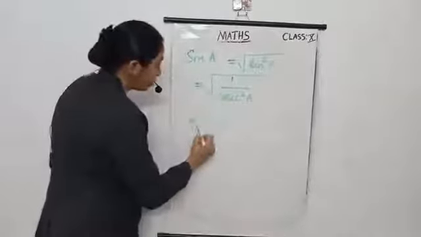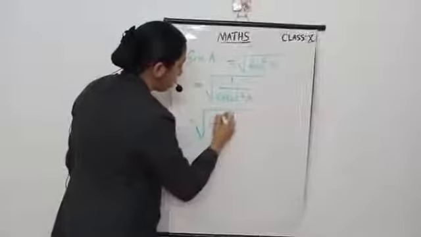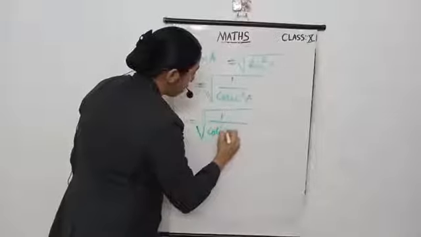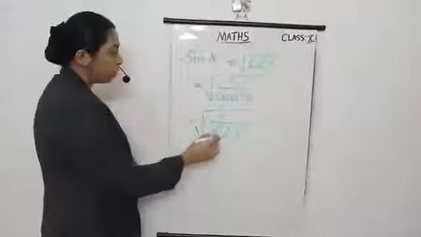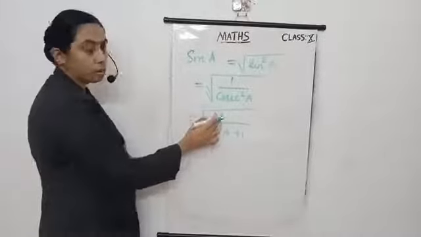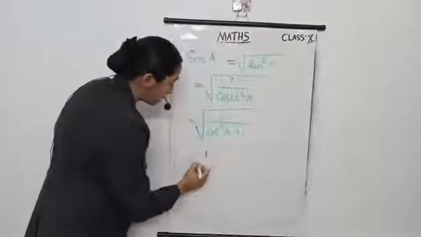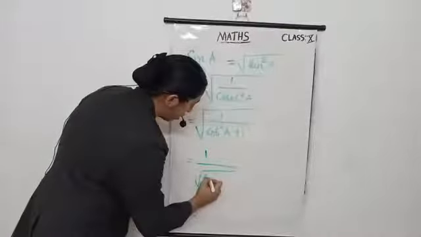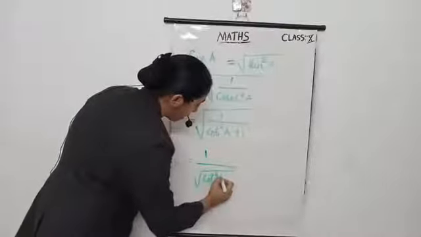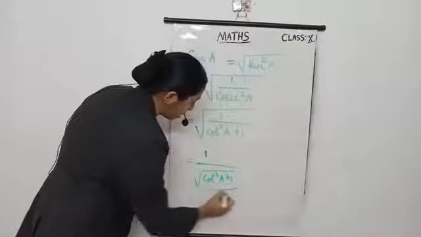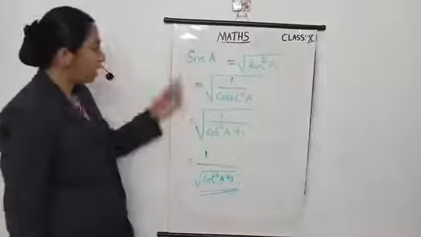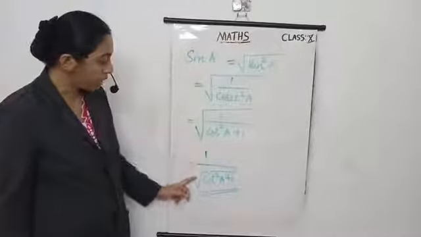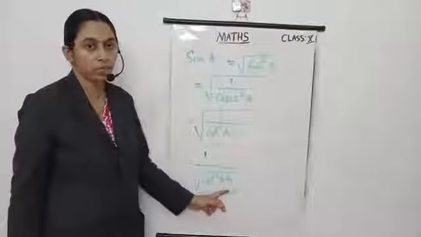So we substitute that here. So 1 by cot square A plus 1. Now take root of 1. Root of 1 is 1 itself, and this is root of cot square A plus 1. This we can write like this only. So we write sin A in terms of cot, that is 1 by root of cot square A plus 1.